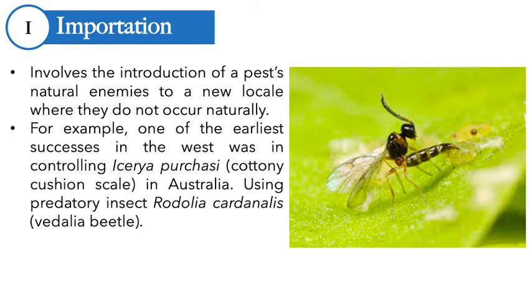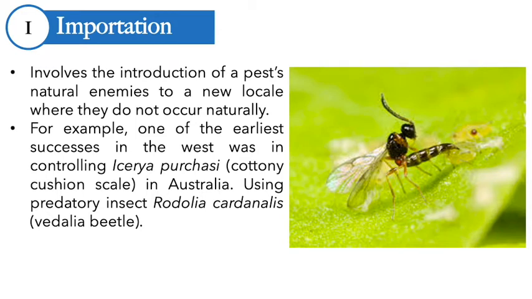It involves the introduction of a pest's natural enemies to a new locale where they do not occur naturally. For example, one of the earliest successes in the West was controlling Icerya purchasi, cottony cushion scale, in Australia, using the predatory insect Rodolia cardinalis, which is also called the Vedalia beetle.